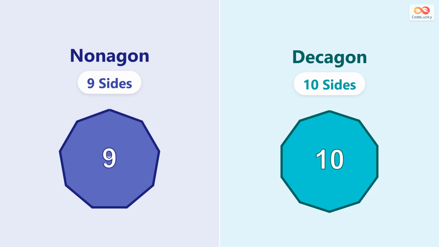As we go higher, a shape with 9 sides is called a nonagon, and a shape with 10 sides is called a decagon. Deca means 10, like a decade has 10 years.